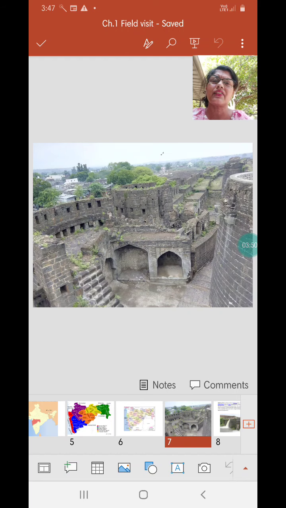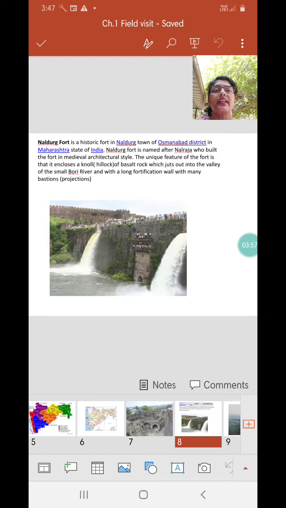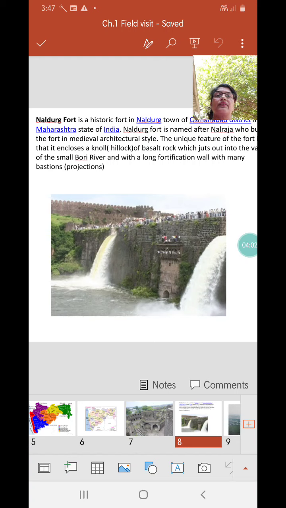So India has a rich historical background as well, and this Naldurg also has a history. It would be nice if you can search for more information, but I would just like to give you a small introduction to this Naldurg fort. It is a historical fort in the Naldurg town of Osmanabad district in Maharashtra. Naldurg fort is named after Nala Raja. The unique feature of the fort is that it encloses a knoll, a small hillock that you can see in the picture here, which is made up of basalt rock.